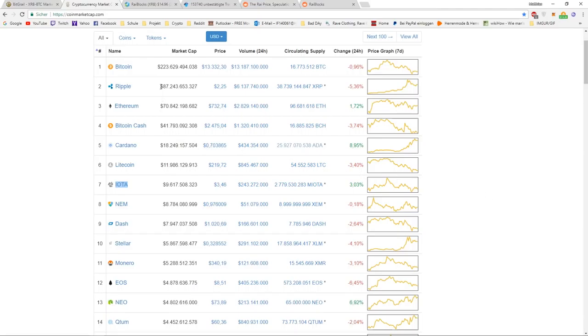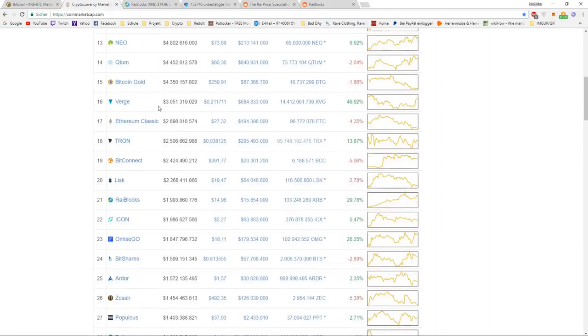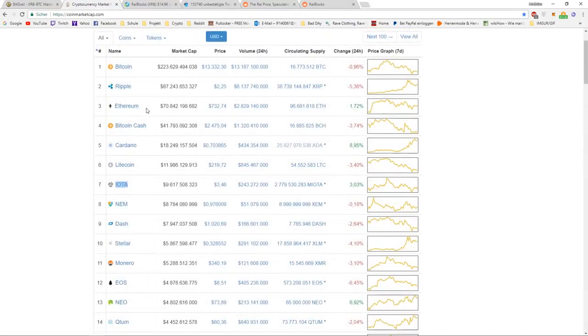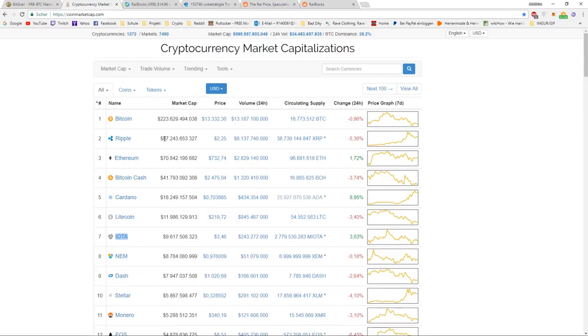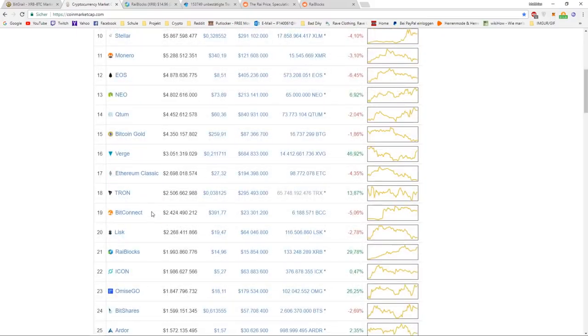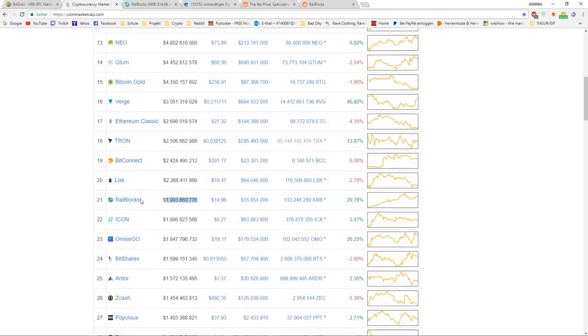So the biggest competitor right now to RaiBlocks is Ripple, which had a huge bull run in the last few days. Now it's at $87 billion market cap, and IOTA is around $10 billion market cap. Now if we compare it to RaiBlocks, it's currently sitting at around $2 billion market cap.